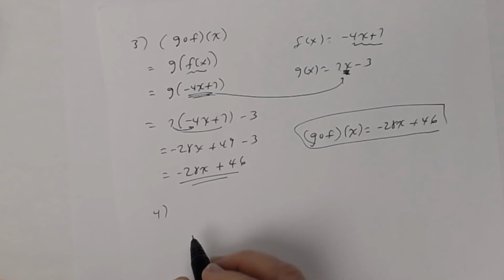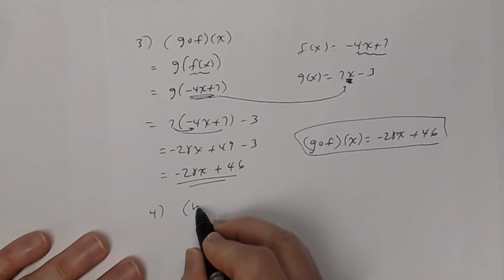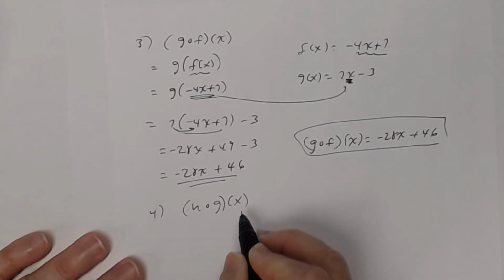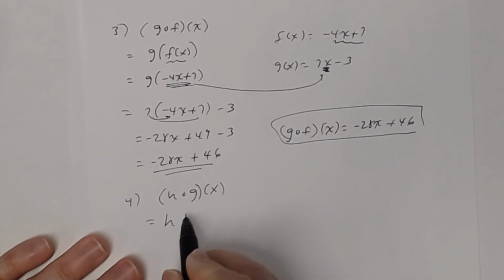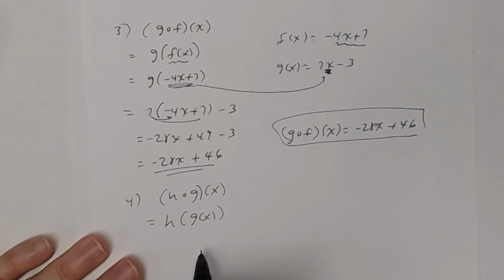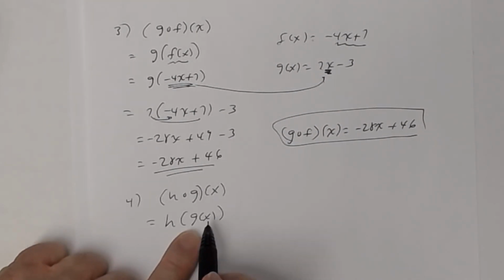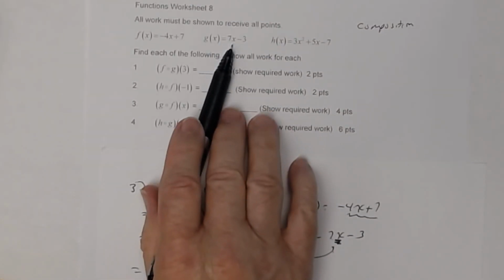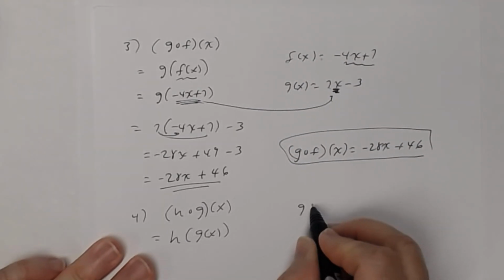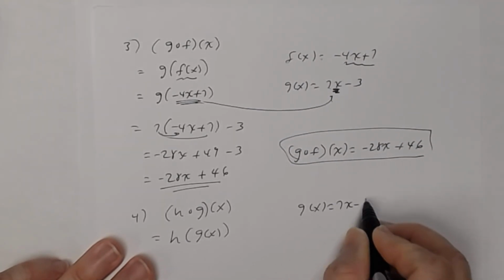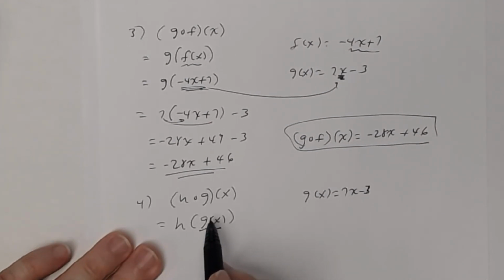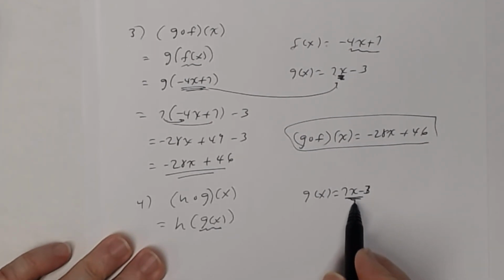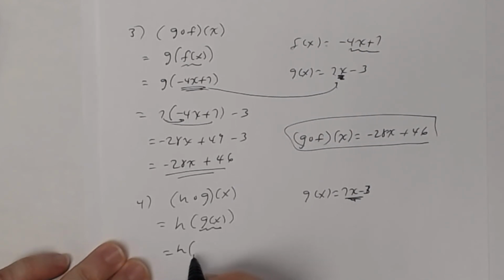All right, number 4, you want to find H composed with G at x. So by definition, this becomes H of G of x. So then I've got to figure out what G of x is. Well, G of x is 7x minus 3. So what that means is that I'm going to now replace G of x with this expression right here. So that becomes H of 7x minus 3.